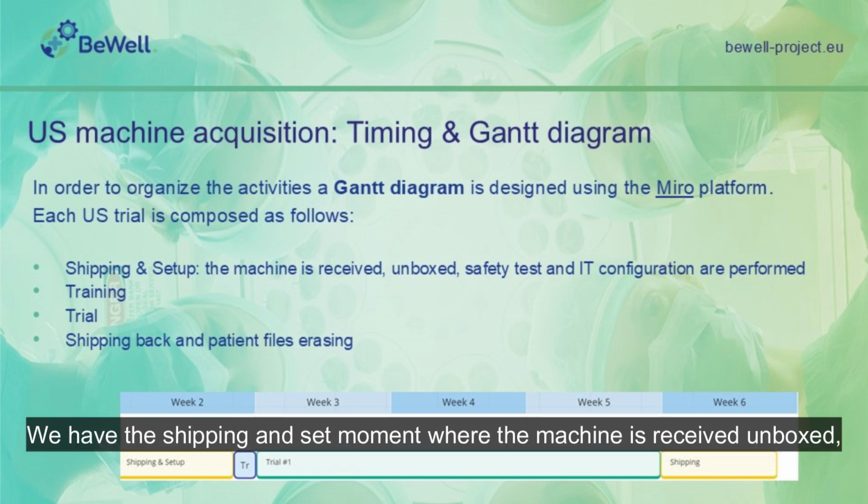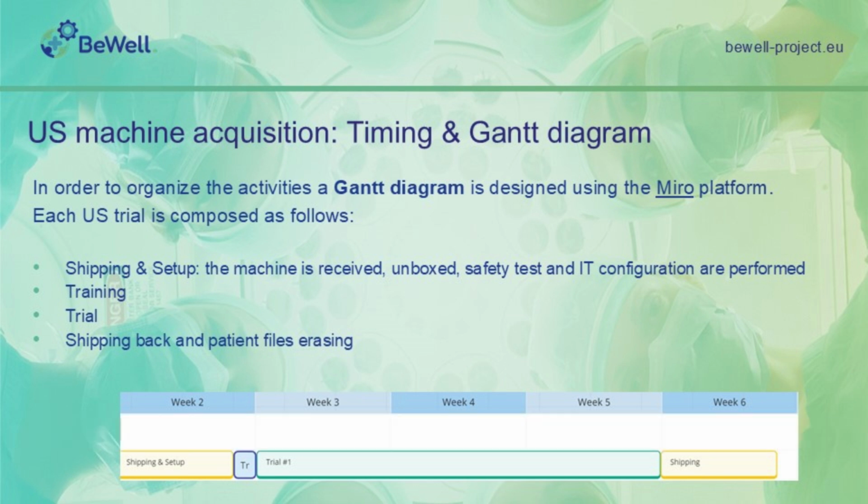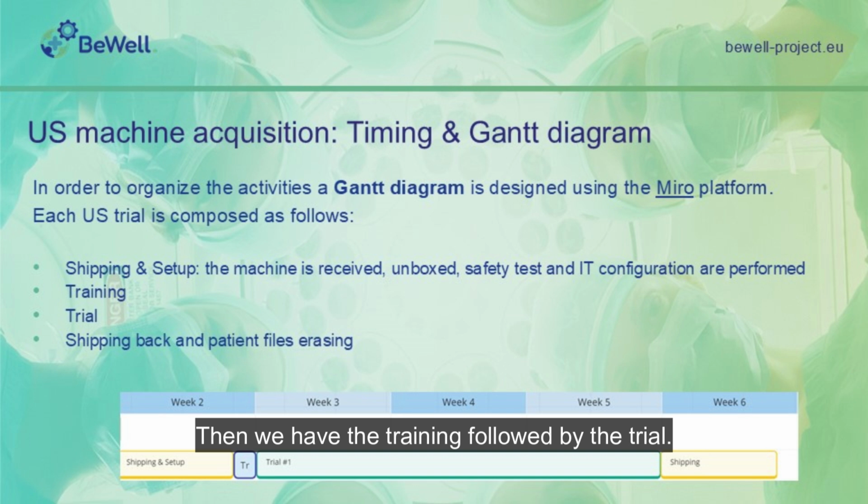We have the shipping and set moment where the machine is received and unboxed, safety tests are performed, and the configuration is completed. Then we have the training followed by the trial. Then we have the patient file erased, and the machine is shipped back to the manufacturer.